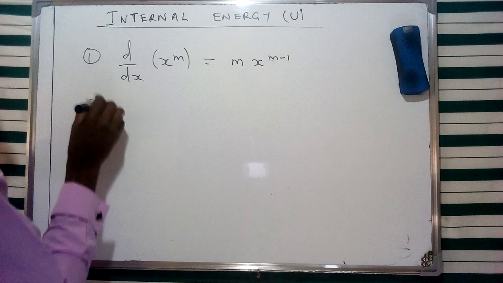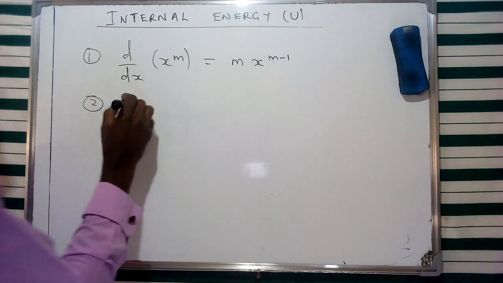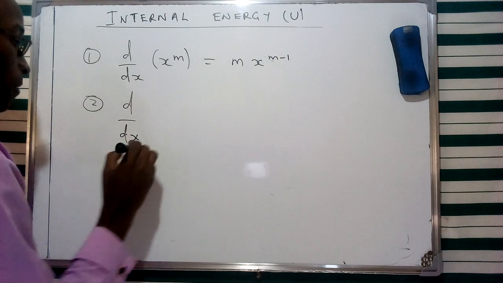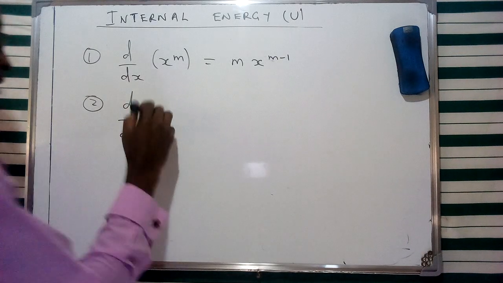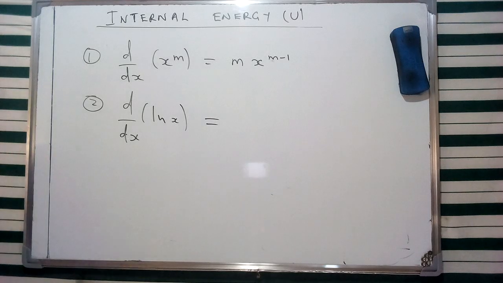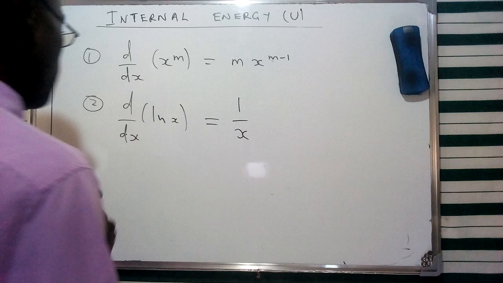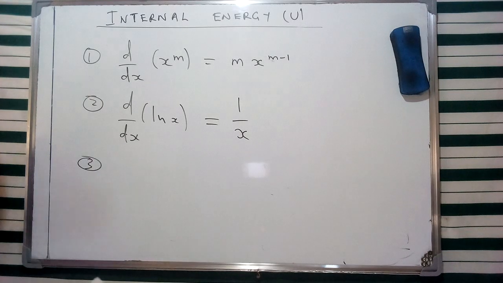Next, we have the second rule, the differentiation of natural logarithms, whereby d over dx of the natural logarithm of x is given by a reciprocal, which is 1 over x. That also forms part of the basis of the rules that we need to understand.